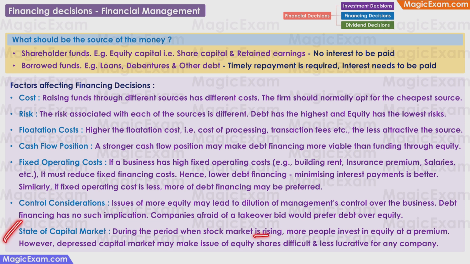During the period when the stock market is rising, called the bull market, more people invest in equity or shares at a premium. So raising money through shares is more beneficial for the company. However, depressed capital market, called the bear market, may make issue of equity shares difficult and it will be less lucrative for any company. So all of these factors have to be considered before deciding whether to raise money through equity or through debt.